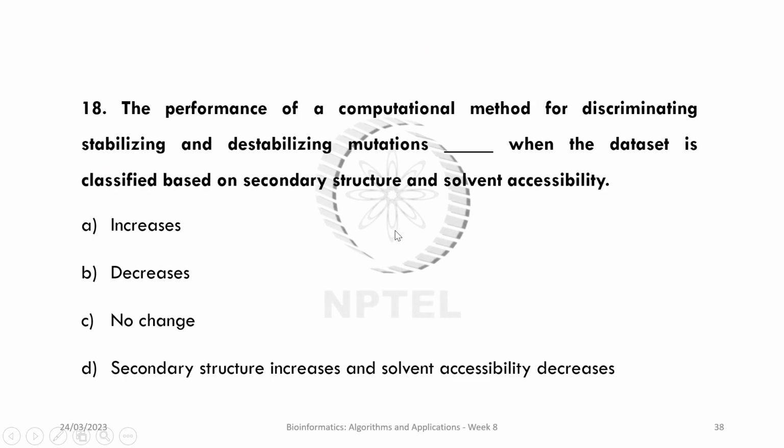Okay. Question 18. The performance of a computational method for discriminating stabilizing and destabilizing mutations dash when the dataset is classified based on secondary structure and solvent accessibility.